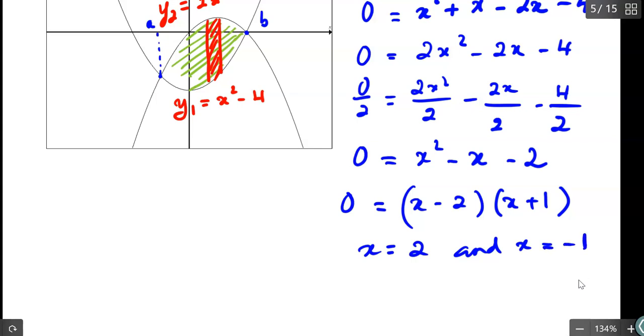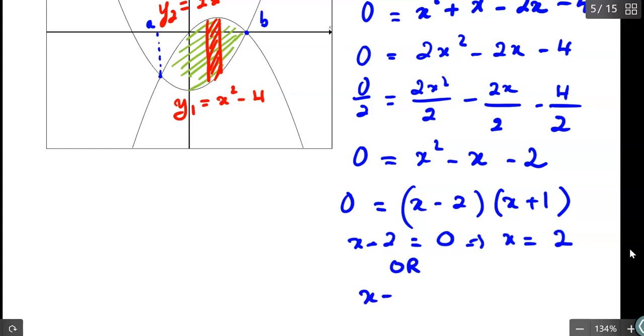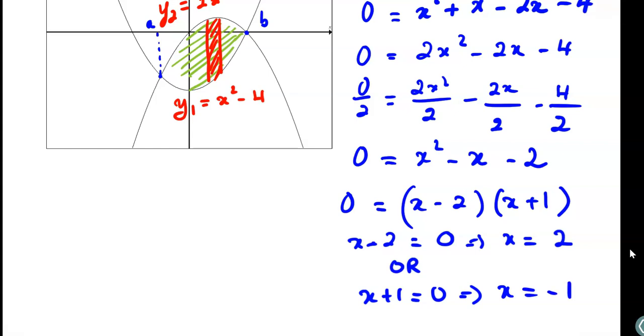So how about I do it step by step. So I will have x minus 2 equal to 0. Therefore, x equal to 2. Or x plus 1 equal to 0. Therefore, x is equal to minus 1. So the points on here are minus 1 and then 2.